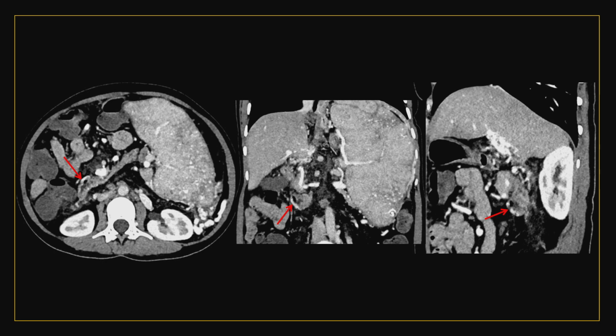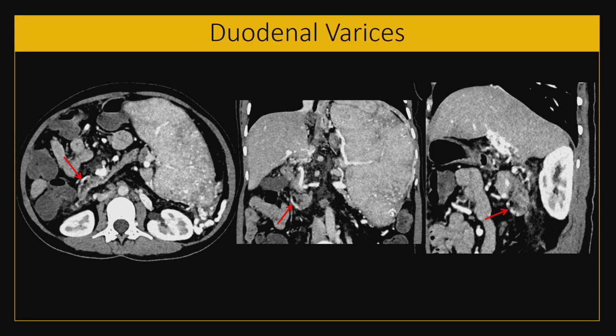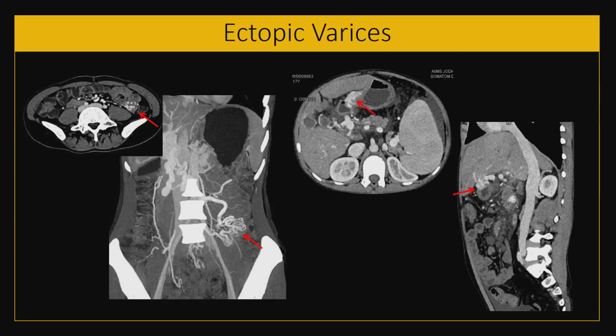In this image, another case of EHPVO. Here you can see, this is the second part of the duodenum. You can see abnormal vessels within the wall of the duodenum. So on all the 3 planes, axial, coronal and sagittal, you can see duodenal varices within the wall of the duodenum. So these are ectopic duodenal varices. What are the other locations of ectopic varices that you can have?